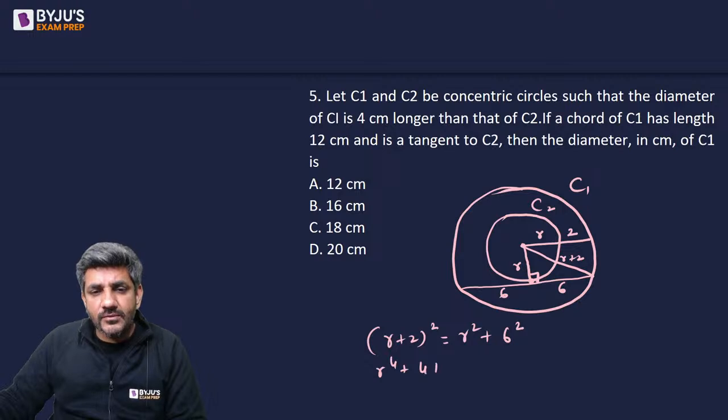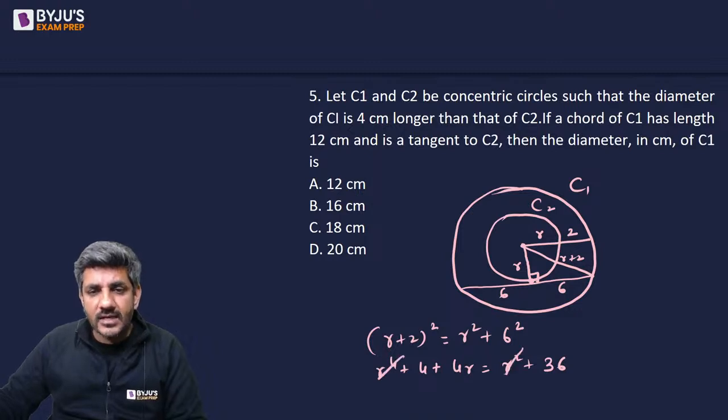Use this equation: (r plus 2) whole square is equal to r square plus 6 square. That gives me r square plus 4r is equal to r square plus 36. r square and r square will cancel out, and I get r is equal to (36 minus 4) by 4, which is equal to 8.